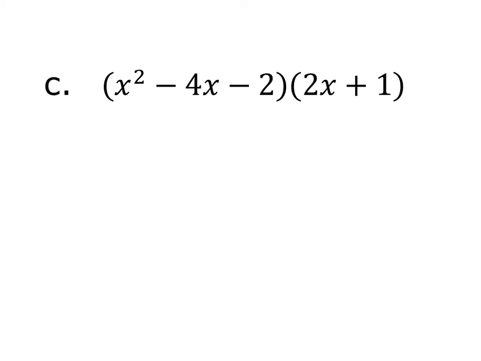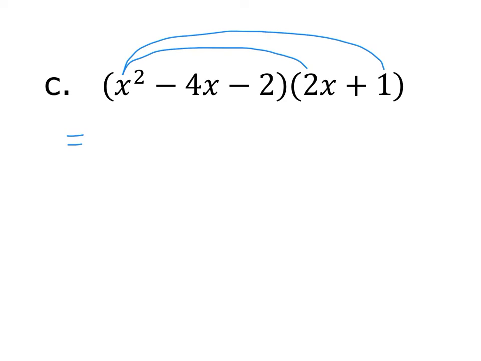Here the operation is multiplication, and we do not have two binomials. We have a trinomial and a binomial. So the FOIL method does not work. What we want to do is make sure that we multiply each term in the first trinomial by each term in the binomial. So this first term, x squared, we are going to multiply by 2x, and we're going to multiply by 1. That's the first thing we want to do.